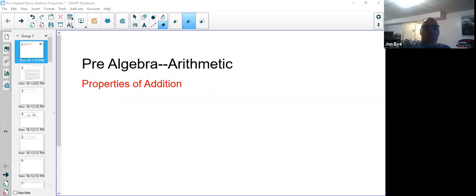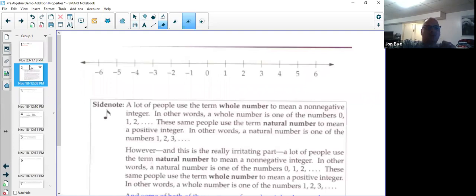So we're going to start at looking at the properties of addition, but before we get there, we want to just talk about a little bit of terminology. Everybody can see my screen, hopefully.